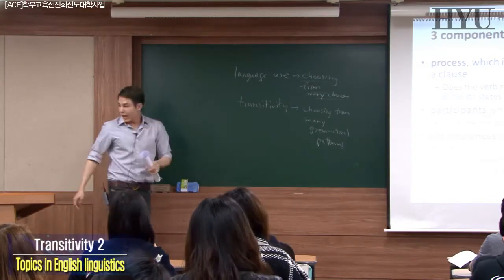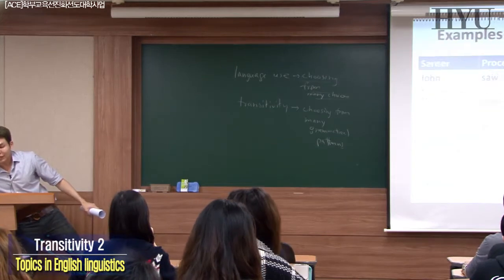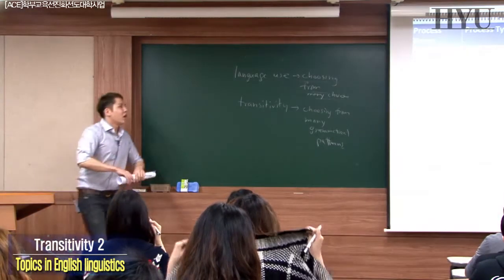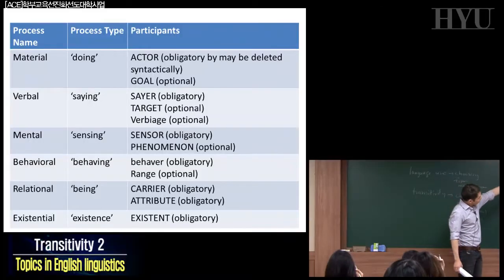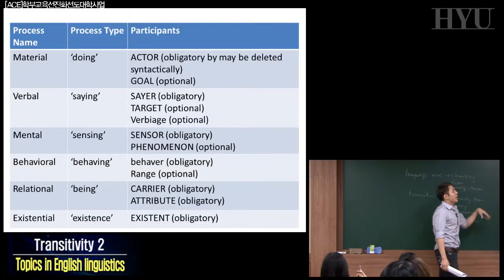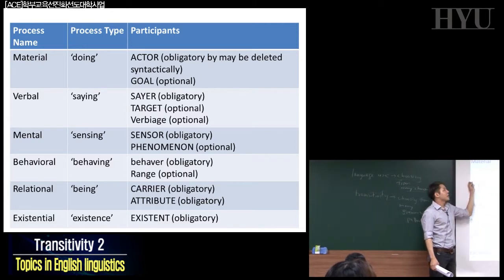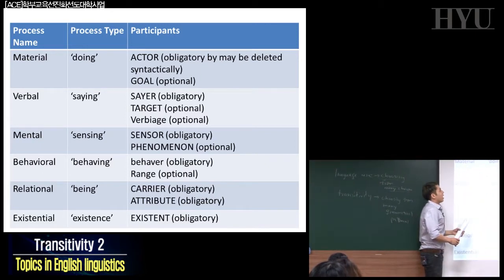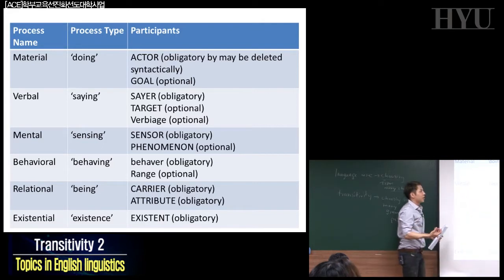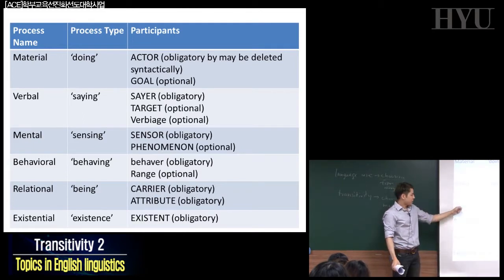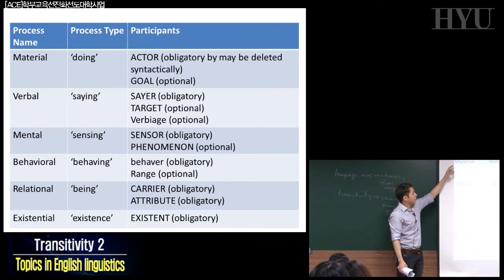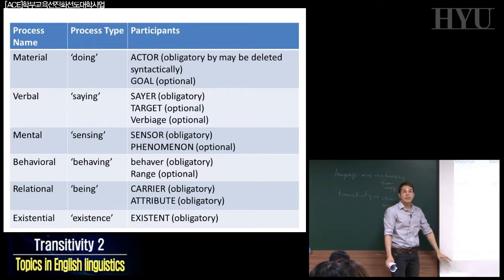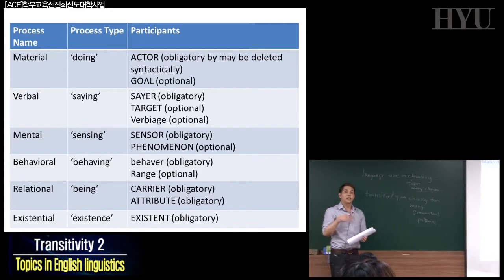And all in all, we looked at, this is from last time, okay? Not from this time. So all in all, we look at, let's say, 6 different processes, starting with the material process, the process of doing, involving 2 main participants, actor, and then the goal. The goal is optional. And we look at the verbal process, mental process of thinking, behavioral process that is a cross between the material and the mental process, and then relational and existential.